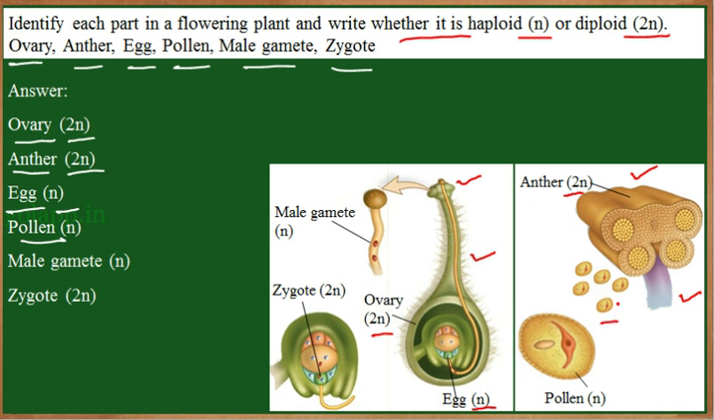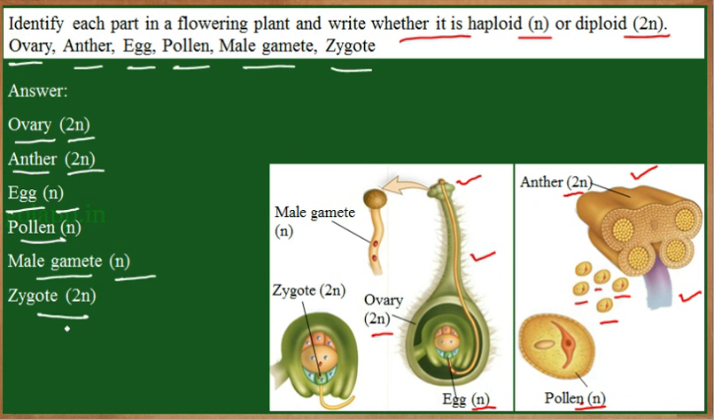Similarly, the next one, pollen. Now these are the pollen grains. They are produced in the anther. They are haploid in nature. Whereas male gamete. Now this pollen contains the cells, that is vegetative cell and a generative cell. Now all these cells are haploid in nature. So all the cells in the pollen grains, they are haploid in nature, and the vegetative cell gives rise to the tube cell, and the generative cell gives rise to the male gamete. So the male gamete would be haploid.